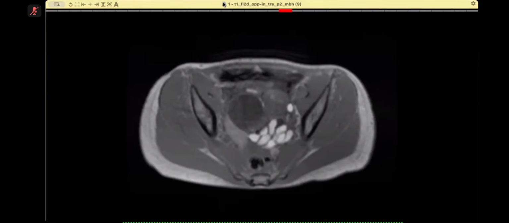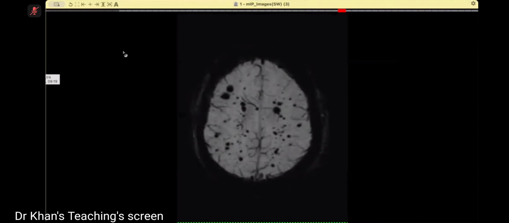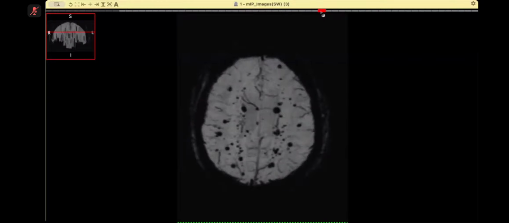Last case of the day. Now, what do you think is happening here? Sir, there is a blooming artifact on the GRE sequence. Ask for mouse. Okay. Sir, I already have mouse. Yeah.